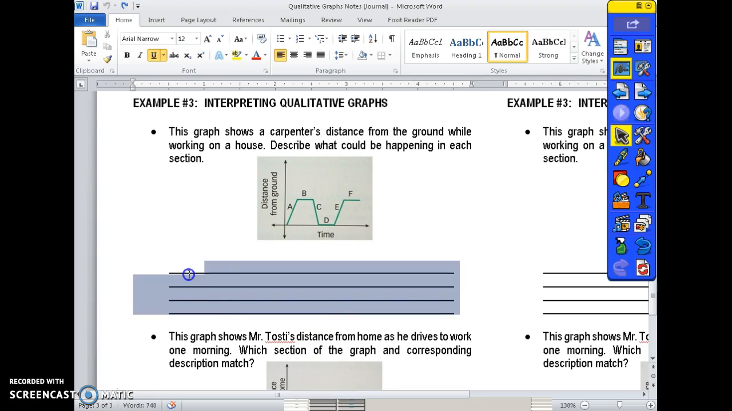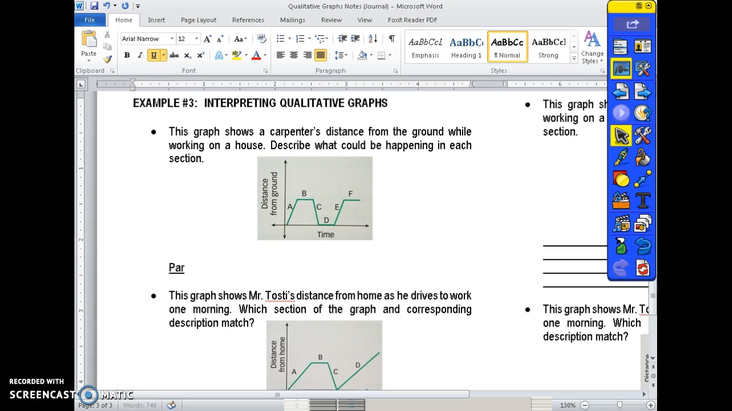So we have a graph that's been labeled into part A, B, C, D, E, and F. In part A, the carpenter is climbing up the ladder to get to the top of the roof. In part B, he is working on the roof. You see that time is passing, but he's not going up or down. He's just on top of the roof, so we know that he's working on the roof while he's up there.